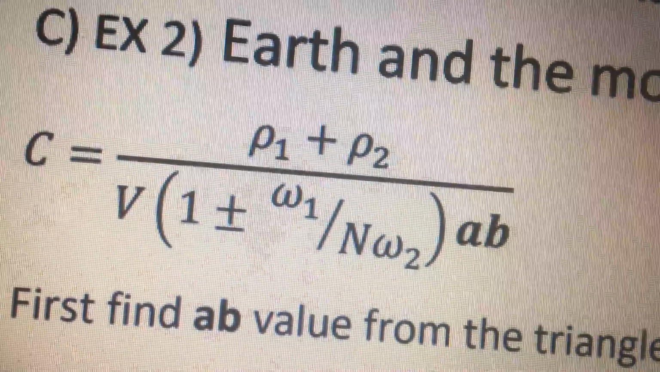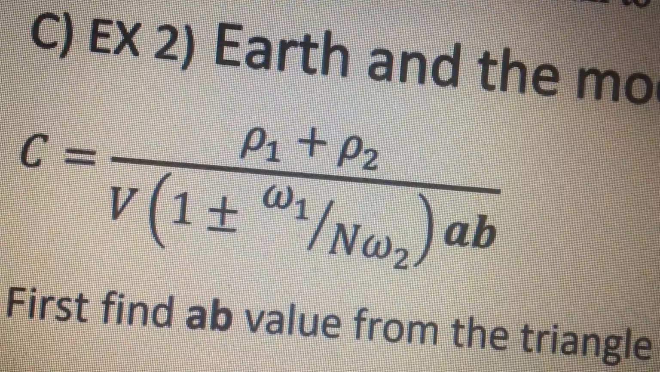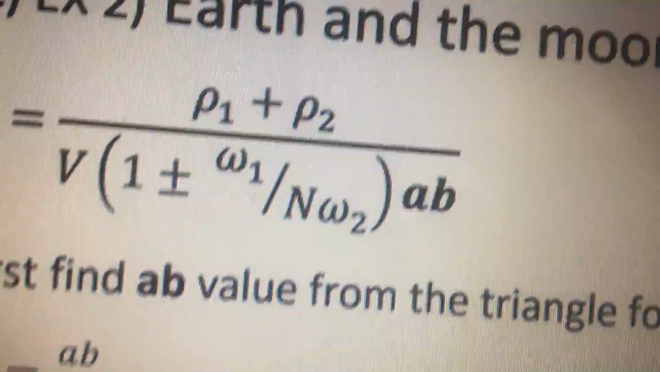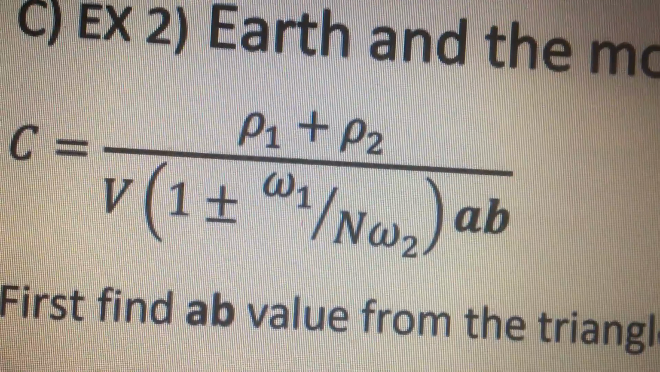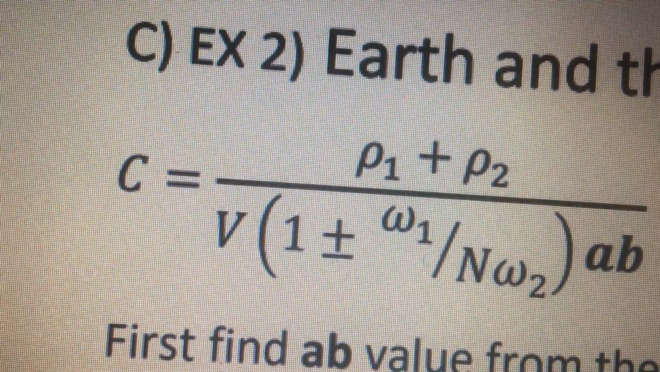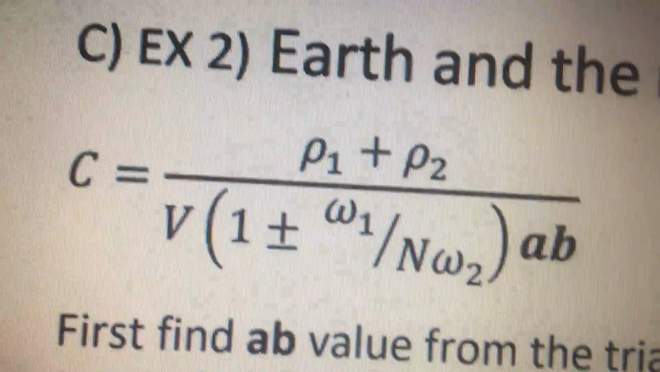So we know all this. We know rho 1, the Earth density, rho 2, V, everything. We just plug it into the equation and we get the right constant, which will be the same as Venus.